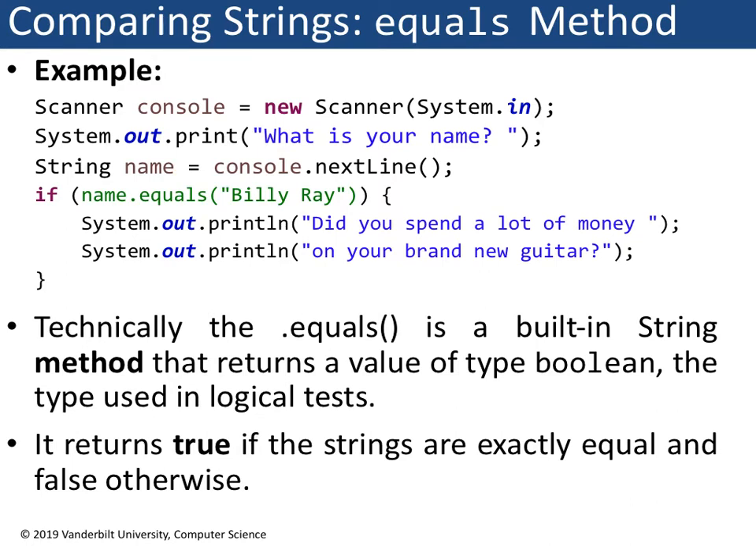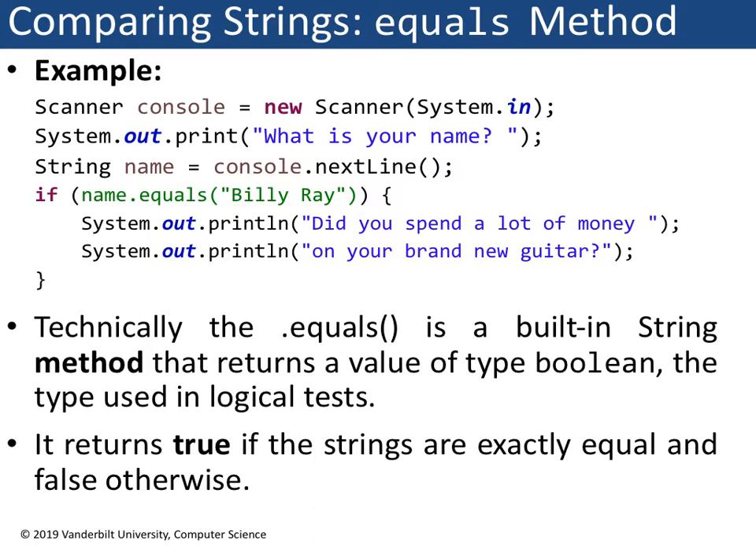Now, we have an if statement, and inside the if statement's parentheses, we have an expression that is supposed to evaluate to a Boolean value. If this doesn't evaluate to a Boolean value, then the compiler will throw an error. So we will say the variable we want to compare, which is the string called name. We want to compare the contents of our name string to the string Billy Ray.